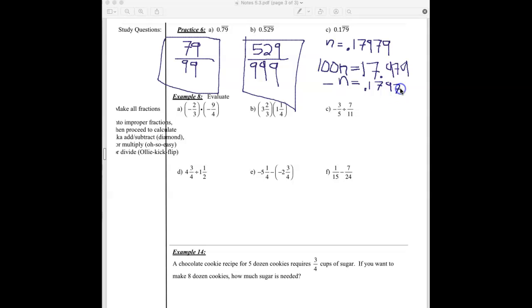I'm having enough trouble just going through all the steps, so I definitely don't. That's supposed to be a 9. I definitely don't want to make a mistake just subtracting. So anyhow, 100 minus 1 is 99, so 99n.